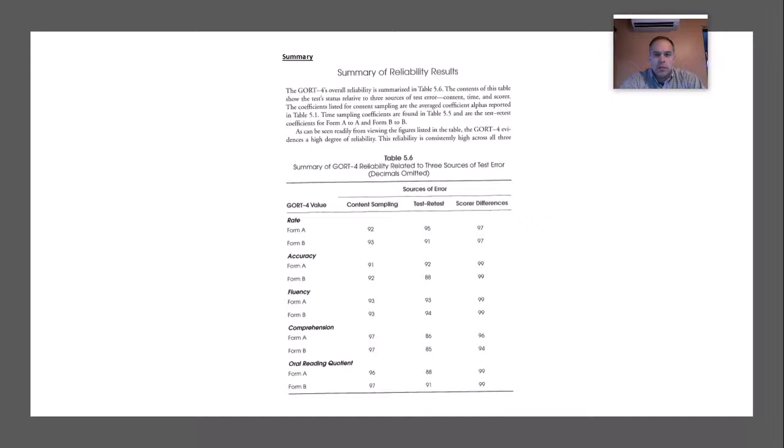So the summary of reliability results for content, test-retest, score. You can see this is how they summarized it, and most of these are above 90, and I think the lowest one here is 85. So these are very high correlation coefficients.